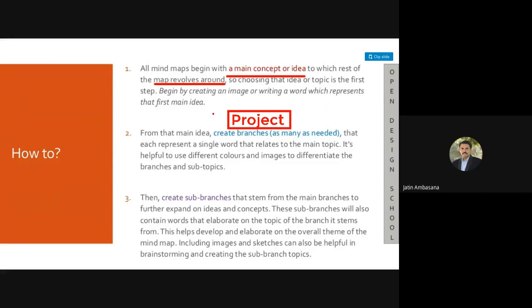Once you're done choosing this topic, you can even create an image or write a word that represents your idea. And once you've done that, you will create branches, as many as needed. For example, project planning, project team, project output, project resources. In that way, you will create various branches, and then you can create sub branches out of them.